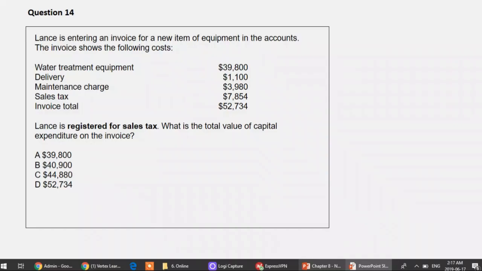Lance is a registered sales tax supplier. What is the total value of capital expenditure on the invoice? So our question is very simple. How much is the total cost which should go into the non-current asset?